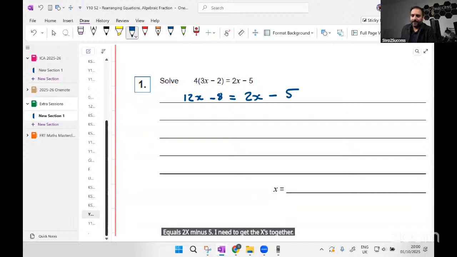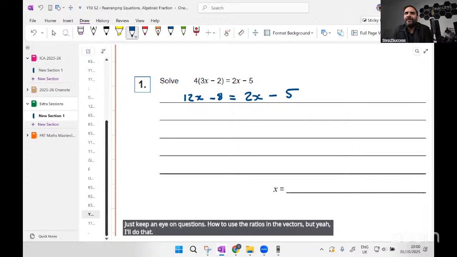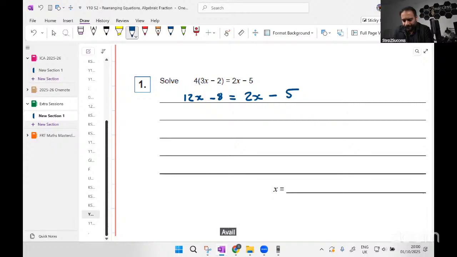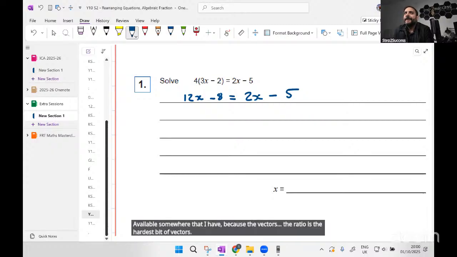Just keep an eye on questions. How to use the ratios in the vectors. But yeah, I'll do that. But the ratios in the vectors are the trickiest thing. So the best way to do that is to just do some questions, and I'll see what there is in the booklet first. If not, I will pick out a couple other ones that I know are available somewhere that I have. Because the vectors, the ratio is the hardest bit of vectors.